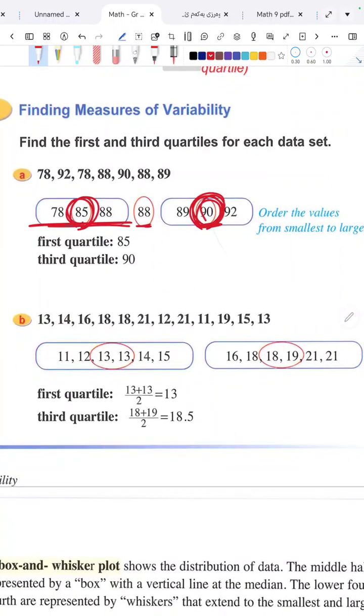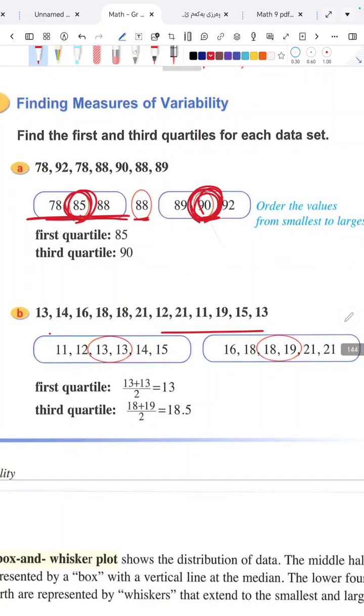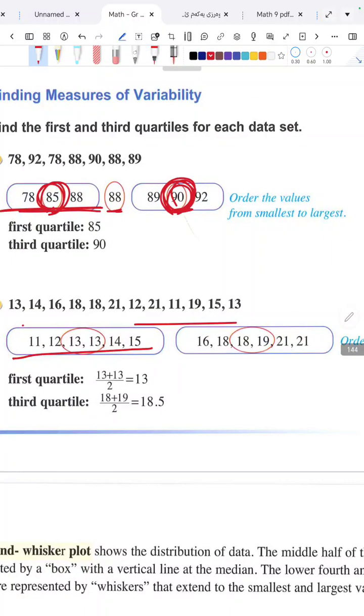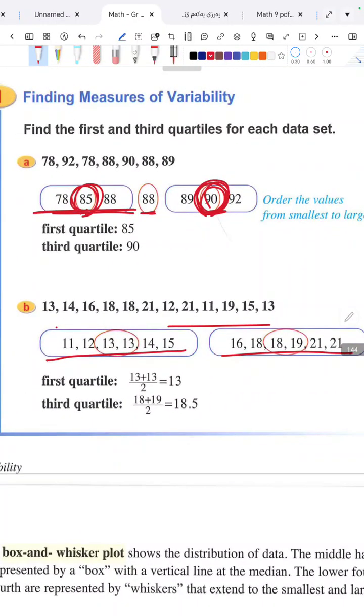Again, example B, order them all from least to greatest. Then this part will be the lower quartile, the other one is the upper quartile. As you can see here, we have two medians. So two medians for the first part, for the first quartile. So add them, then divide by 2, which equals 13.